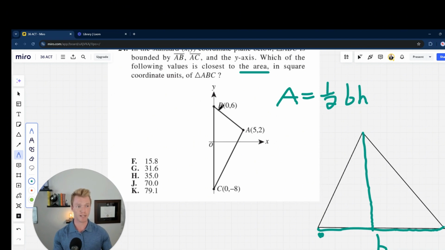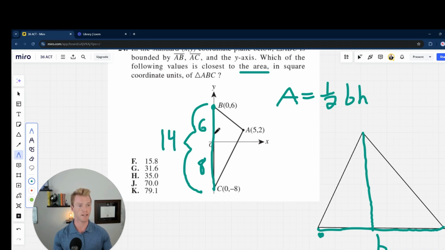Now, instead of trying to use that, what we could do is say that since these points B and C are stacked directly on top of each other, it will be a lot easier for us to find the distance from B to C. So we say that this point B is 6 units up, and then this point C is 8 units down. So we've got this part is 6, this part is 8. That makes the entire distance of BC equal to 14.